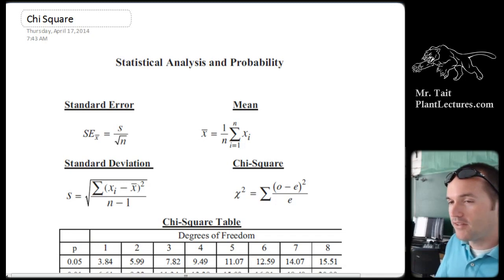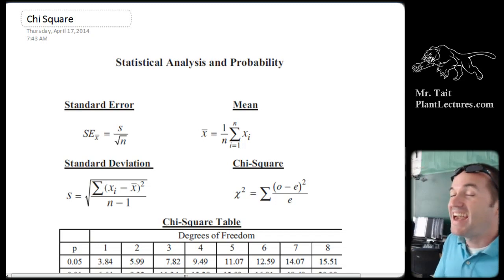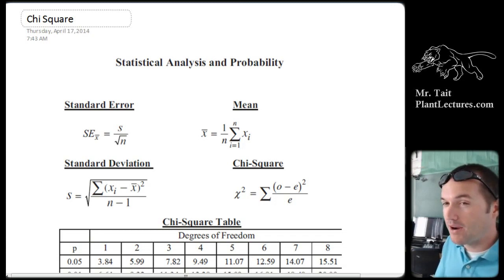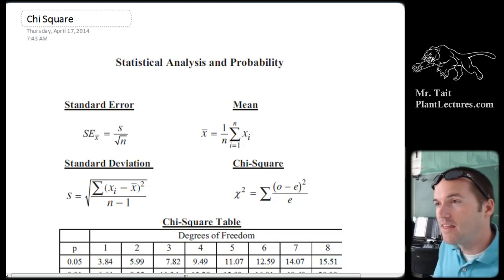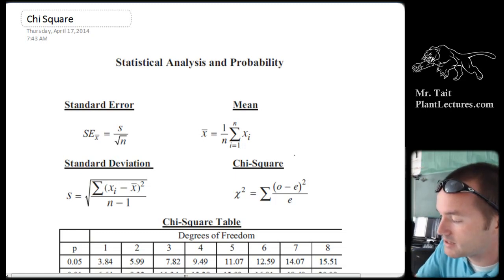If it wants you to calculate standard error, it'll say, hey, calculate the standard error. If it wants you to calculate standard deviation, it'll say, calculate the standard deviation, or it might say, what is two standard deviations for this data, or something like that, okay? If it wants to calculate the mean, it'll say, calculate the mean. If it wants you to calculate chi-square, it might not say chi-square. It might say, determine if these results are statistically significant, right? And if it does say that, then what you're doing is calculating chi-square, okay? So this is all about statistical significance.